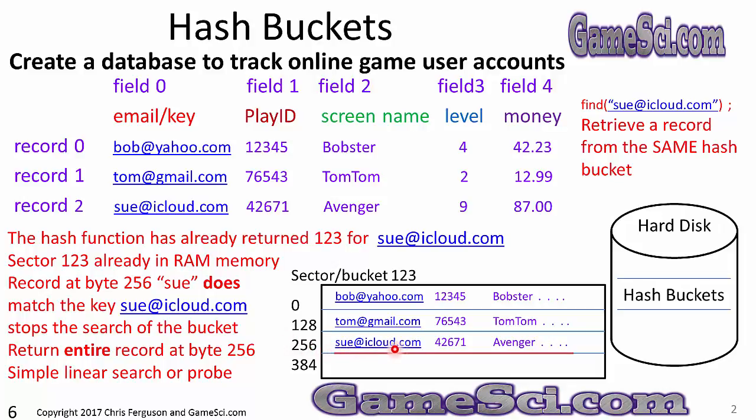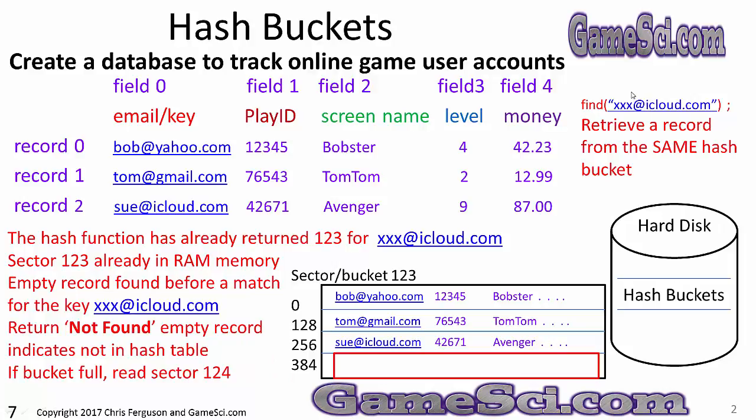Return the entire record at byte offset 256 to the user and say, here's the data you were looking for out of the hash table. All we're doing is a simple linear search or probe of the bucket once it's in RAM memory.